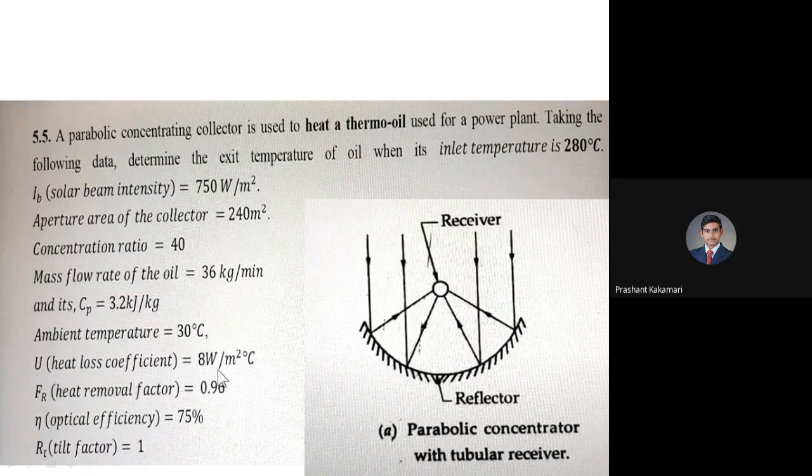Then the ambient temperature is also given, 30 degrees centigrade. The heat loss coefficient is given as 8 watt per meter square per degree centigrade. Then the heat removal factor. This we discussed in the earlier chapter. Whether it is useful or not, we'll see in the solution.